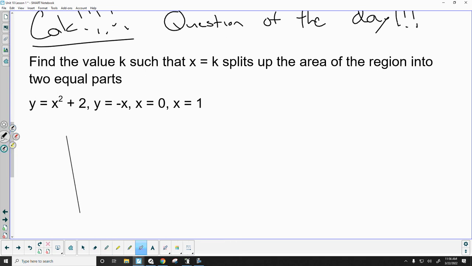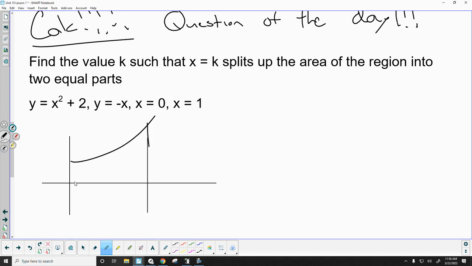We got x equals 0. x equals 1. We got y equals x squared plus 2, something like that. We got y equals negative x. Here's our region. We drew a rectangle. We found the area. What was the area again? You guys remember that number? Can I have a more exact number? 17/6. Great.